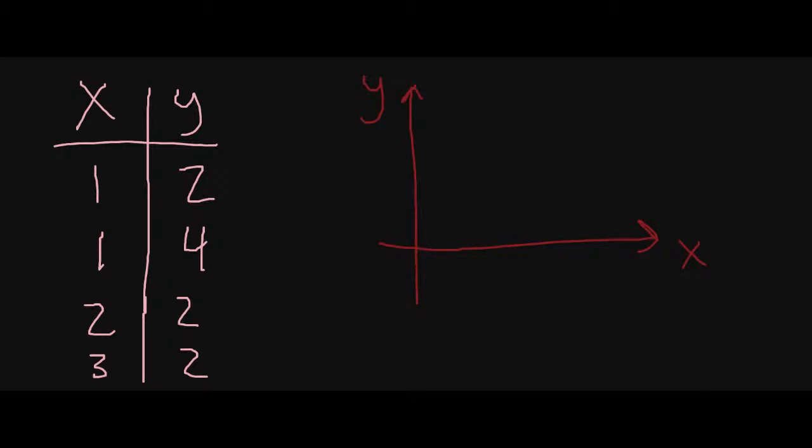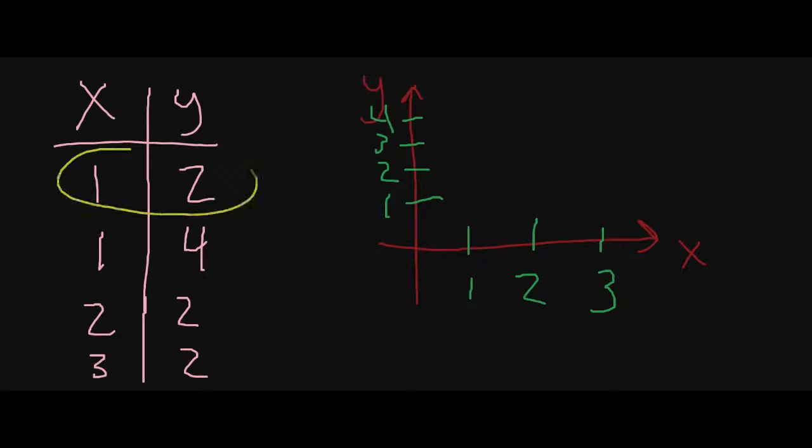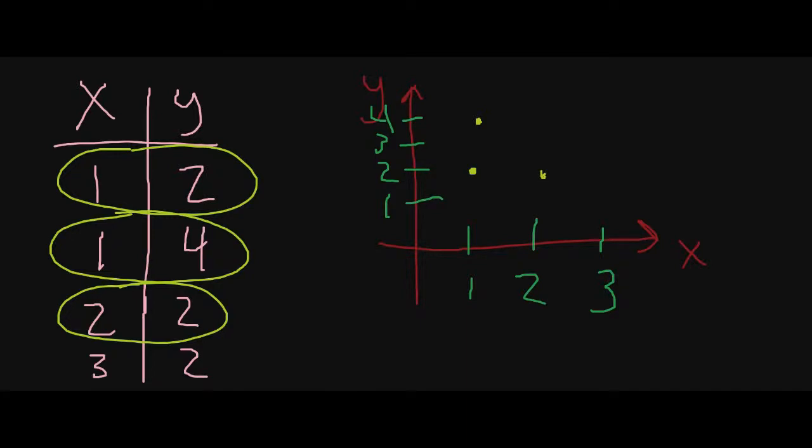Here we have the input 1, the input 2, and the input 3. It looks like our output is from 2 to 4, so let's do 1, 2, 3 and then 4. Now let's plot this first one. When my input is 1, my output is 2, so I'm going to draw my dot there. When my input is 1, my output is 4, so let's draw that there. When my input is 2, my output is 2, so let's draw that. And now when my input is 3, my output is 2, so let's draw that.